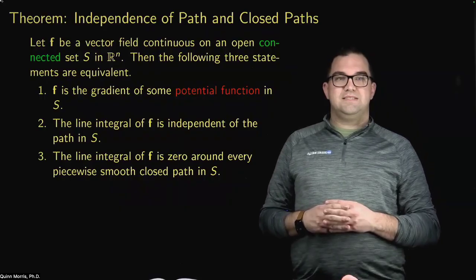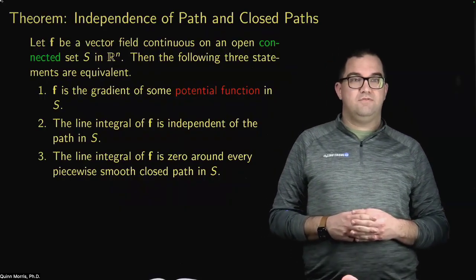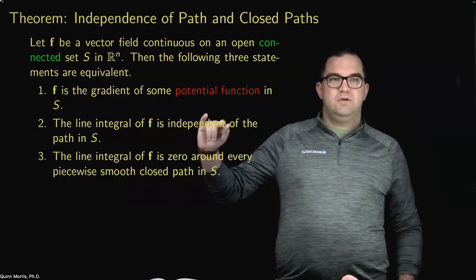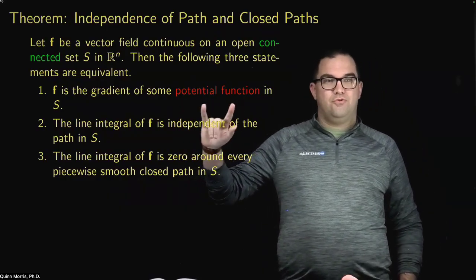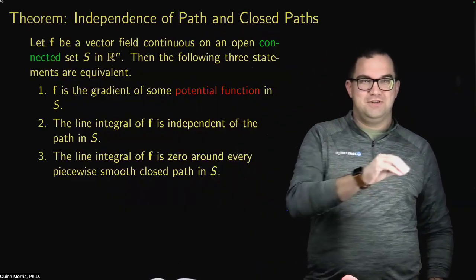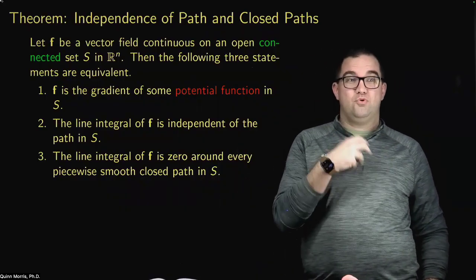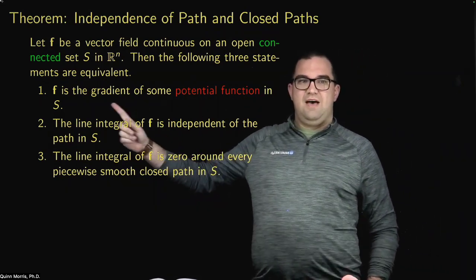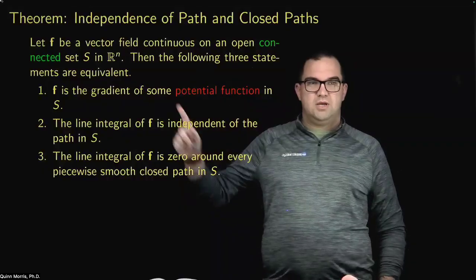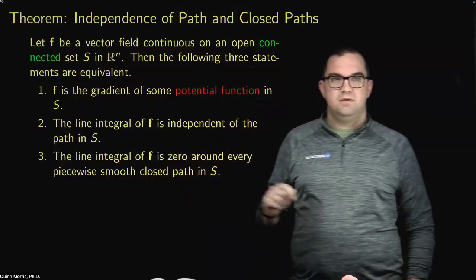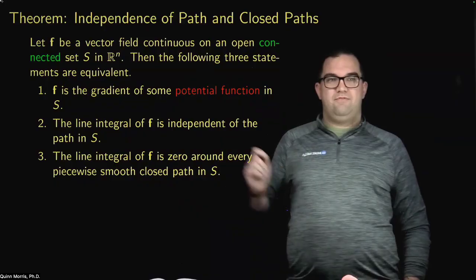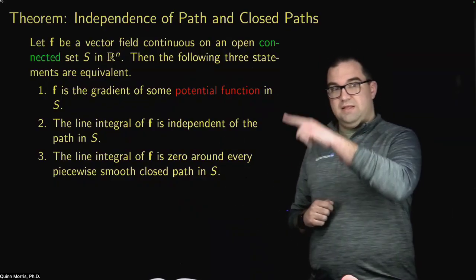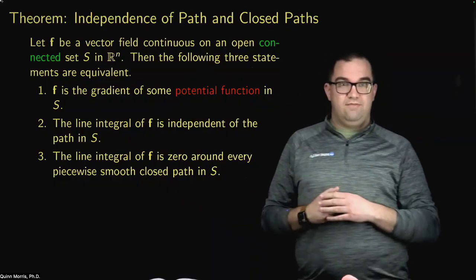So the first is that f is the gradient of some potential function in S. Now, we need to define here, this potential function is a particular type of function. So this isn't potential in the normal English language sense. But this is really just saying f is the gradient of some kind of function in S. The second is that the integral of f is independent of the path in S. So if we just immediately look at these two, they are equivalent.